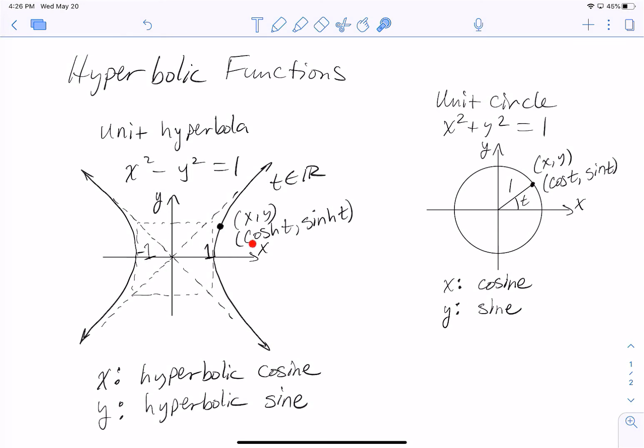And please don't try to pronounce it. It's not "cosh". It's the hyperbolic cosine. Let's be careful with our language.